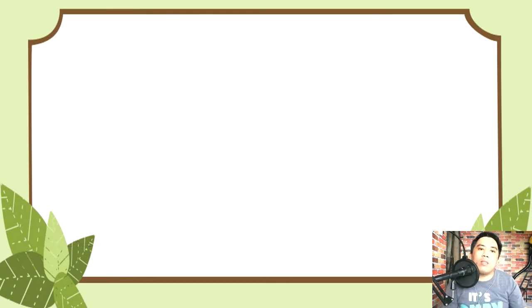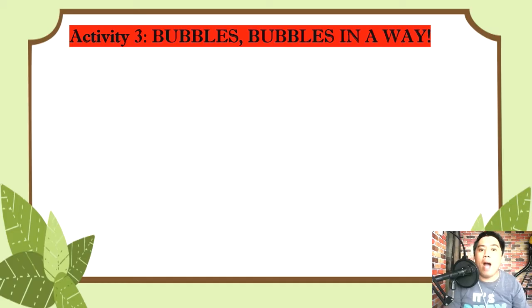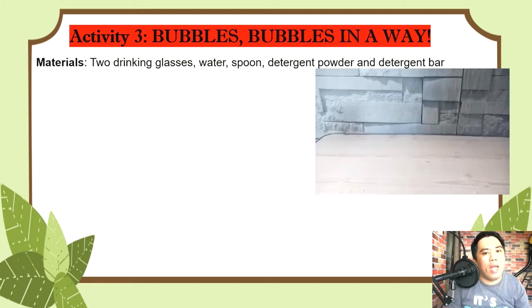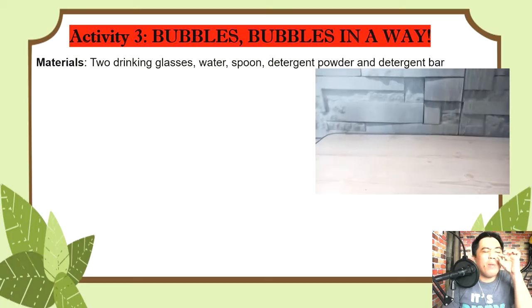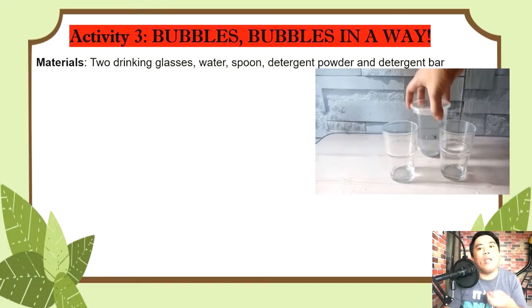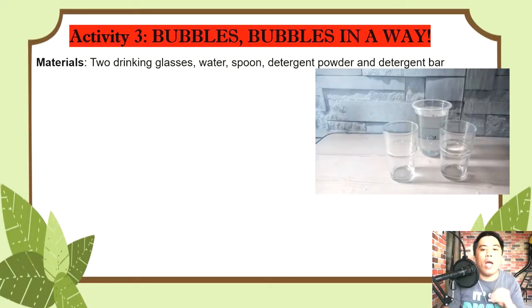Okay, next. Activity 3 tayo. Bubbles. Bubbles in a way. Yan. So, what are the materials needed? So, we need 2 drinking glasses again, water, spoon, detergent powder, and detergent bar. Okay. So, kumuha lang kayo ng maliit doon sa detergent bar doon sa kusina ninyo kung pwede. Kung gusto nyong isagawa ito, para actual talagang makita ninyo ang result. Or else, sabi ko nga kanina, panoorin nyo na lang ang video kung gusto ninyo.